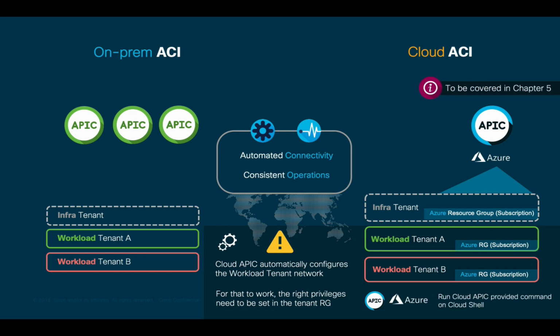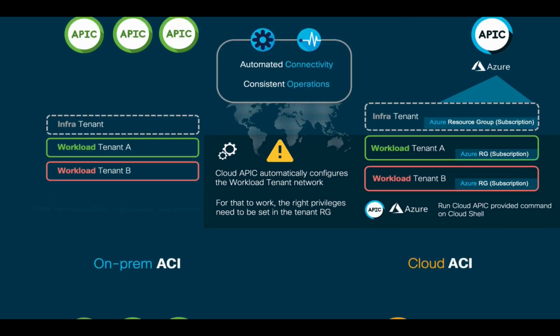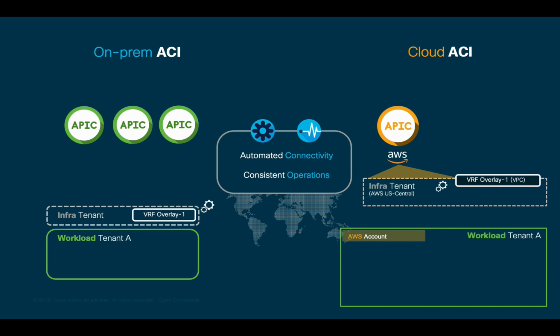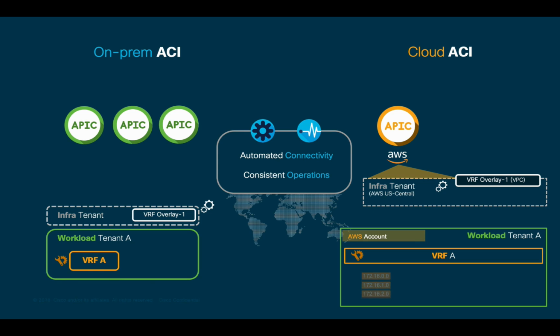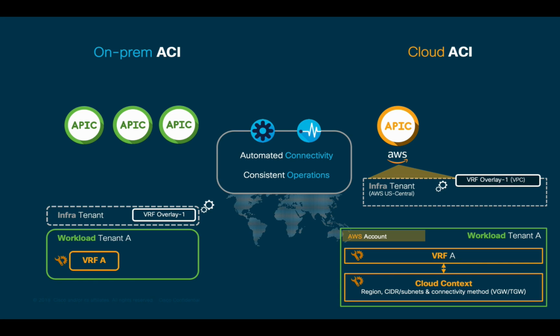Once we have our tenants, we have to create at least a VRF for each of them, as you already know. However, there is a slight difference. If you remember, cloud providers assign private IP addresses automatically using CIDR blocks, subnets, and availability zone associations. Therefore, when running ACI in the cloud, you will need to create a new construct called Cloud Context, which will include these settings for the region where you want this VRF to run on.